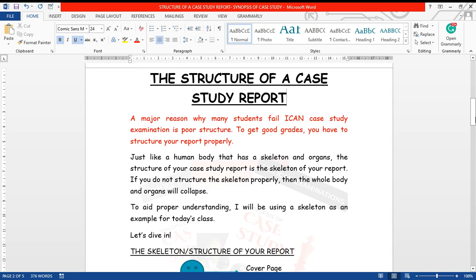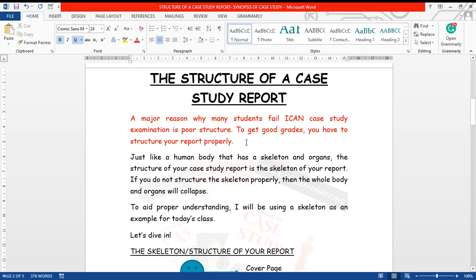So now let me paint an illustration. You're walking on the road and you see somebody that just has a head, from the head to the waist, and from the legs down, nothing is there. And the person is walking. You'll be like, oh my god, what's this? It looks so weird, right? Yes, that's how your report will look if you don't have a proper structure. When you're writing your case study report, there's a need for proper structure. Your report has to be in order. Your report has to be aligned.